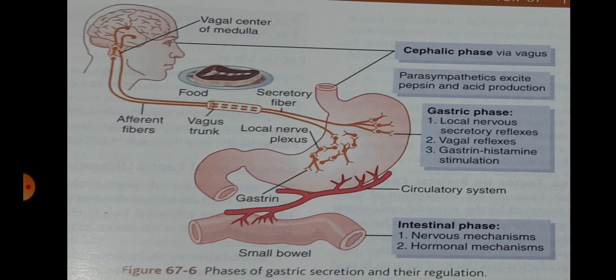Although the intestinal chyme slightly stimulates gastric secretion during the early intestinal phase of stomach secretion, it paradoxically inhibits gastric secretion at other times.